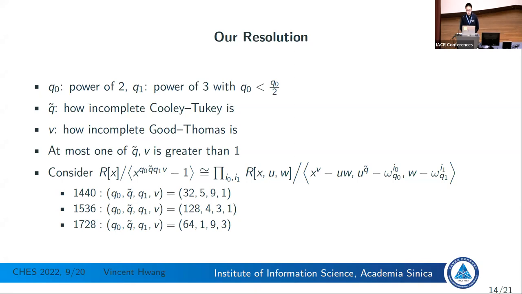Now we return to addressing the code size issues for the convolutions. If we look at the size 1728 convolution, we cannot choose V as one because, as shown in previous slides, there's a severe code size issue. So we instead choose V to be three. And now Q1 can be written as the square of 3, which admits compact code size implementations.